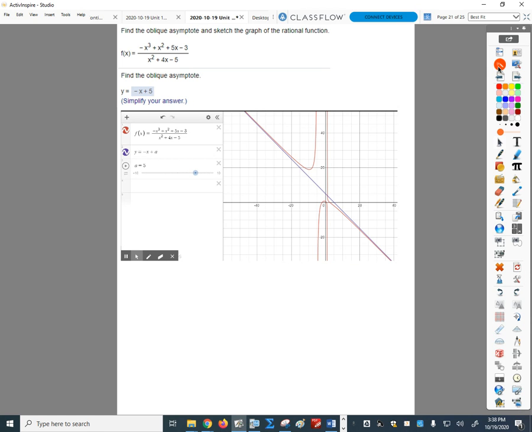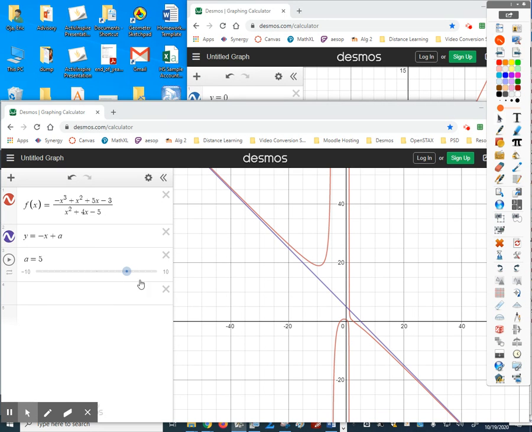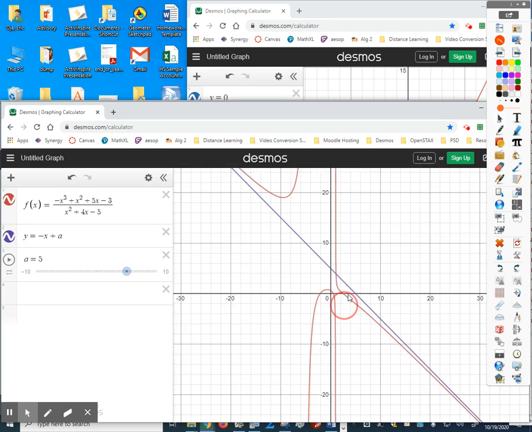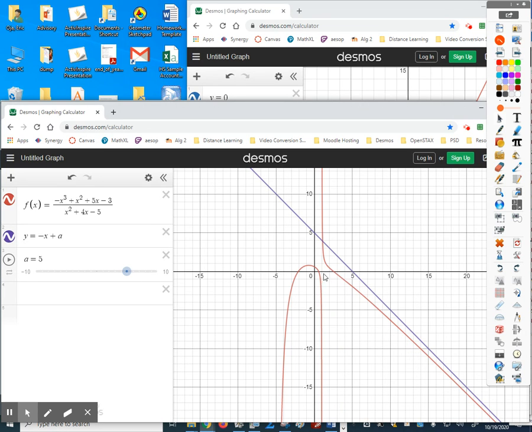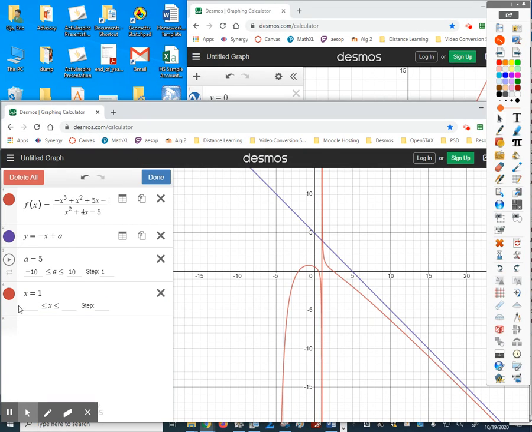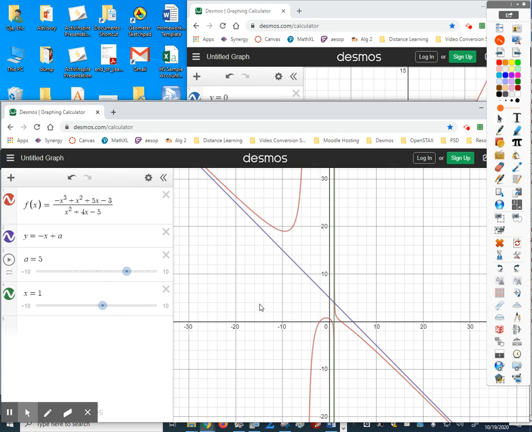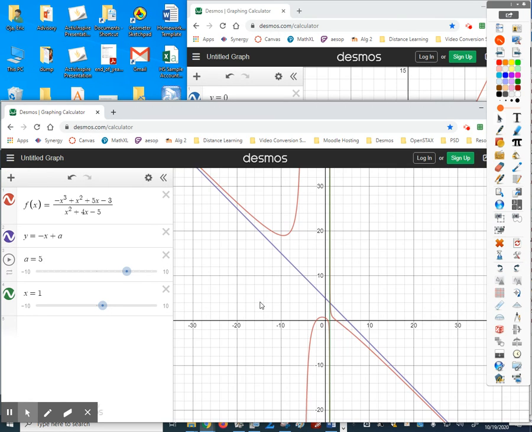So what's the behavior going to be on this thing then? If we put in the vertical asymptotes, they appear to be, if I zoom in a little bit, at x equals 1. Make that a different color. Let's make that green. And what's the other one? The other one appears to be kind of halfway in between.